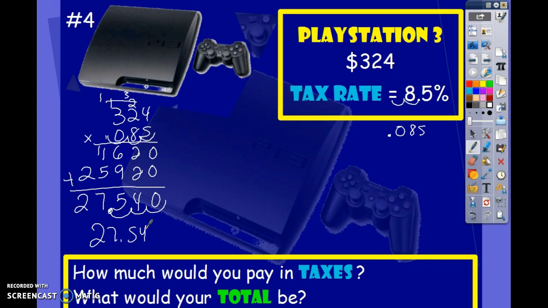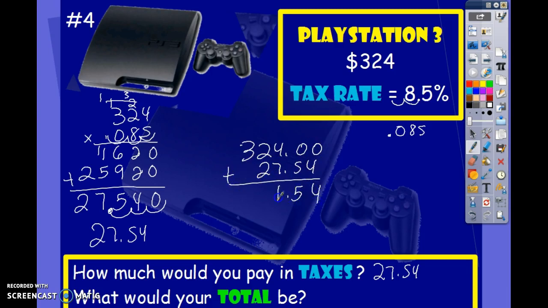How much would you pay in taxes? $27.54. And what would your total be? You're going to take the price of the PlayStation, $324, and you're going to add the tax, $27.54. That's 11, carry the 1, 5. So your answer should be $351.54.